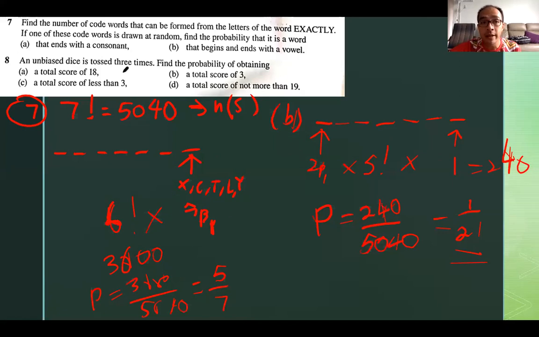Okay, so this is an event. The event is the word that begins and ends with a vowel. But we combine this together with permutation to do this.